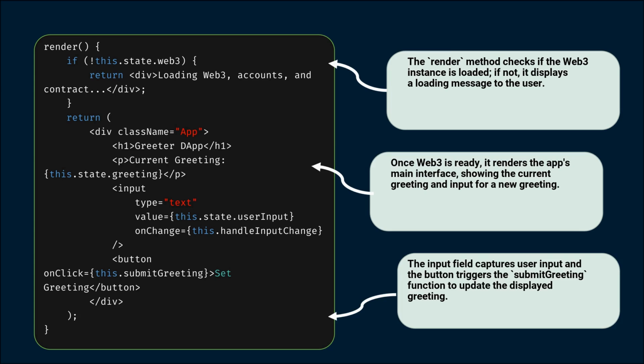At the top of the component, the current greeting is dynamically displayed using the state greeting, which updates as users submit new greetings. Below this, we add an input field that binds to the state userInput, allowing users to type in their personalized greeting. The field is interactive. It updates the state on every change through the onChange event, maintaining real-time synchronization with user input. Finally, we include a button that, when clicked, triggers the submitGreeting function.